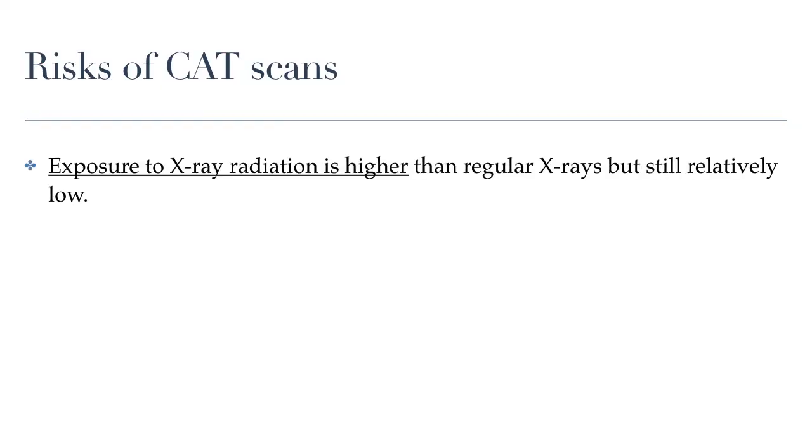The risks of CAT scans or CT scans are pretty much the same as the risks of X-rays. You're exposed to the exact same high energy photons as you are with X-rays, but you're exposed to them in much greater quantities. So a CAT scan, like you saw in the video, is hundreds of X-rays taken simultaneously. So obviously the risk is a little bit higher because you're having a lot more of these X-rays taken at once. So exposure to X-ray radiation is higher than regular X-ray, but still relatively low.